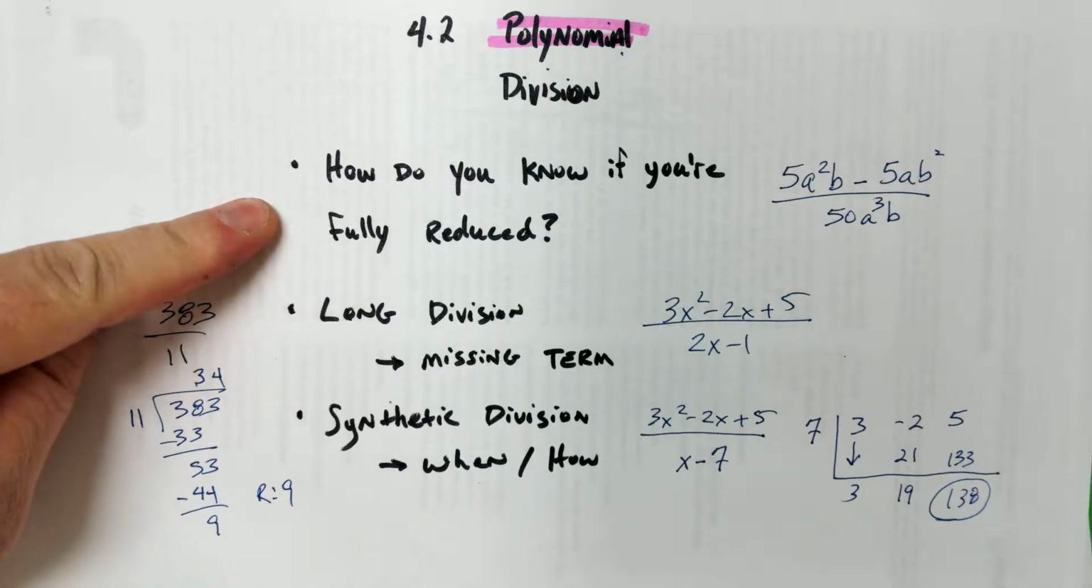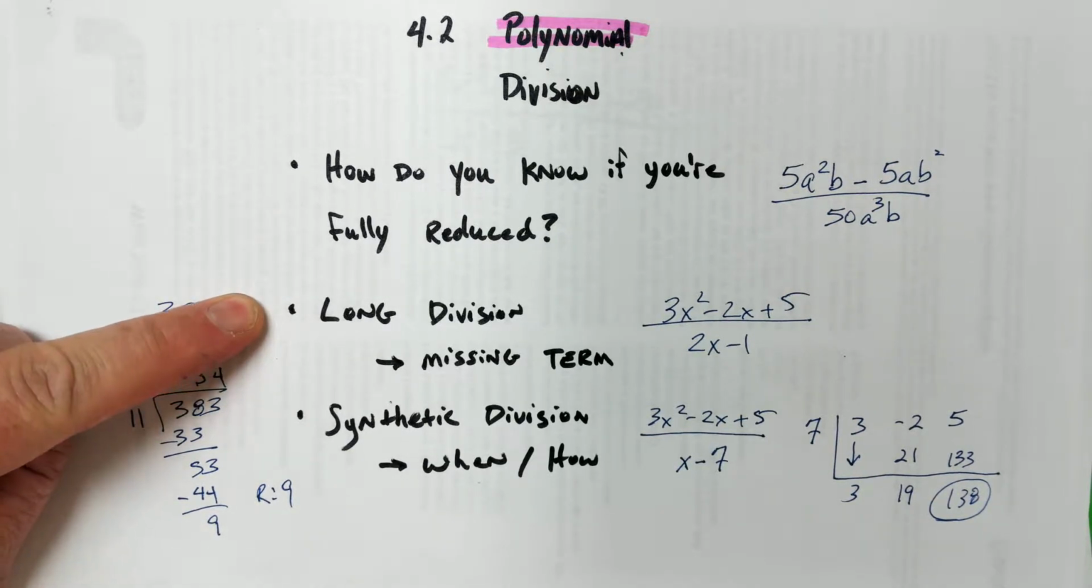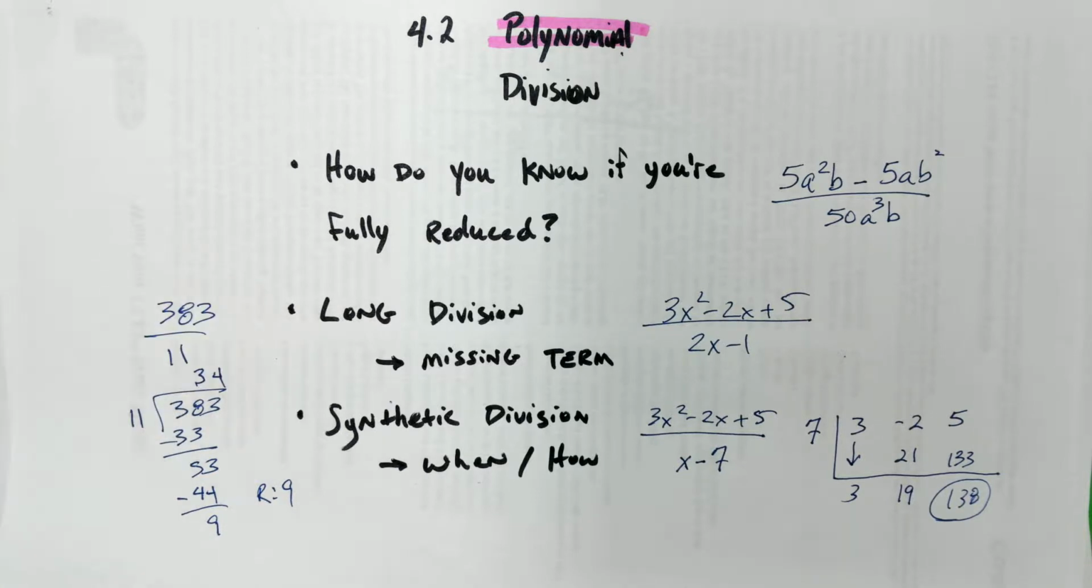So we did part 1. This is part 2, right? Long division. Okay.